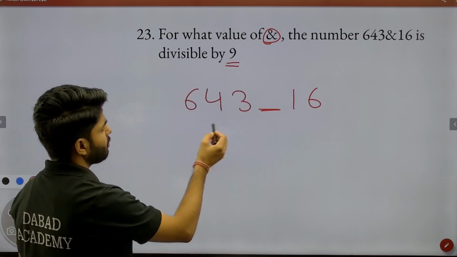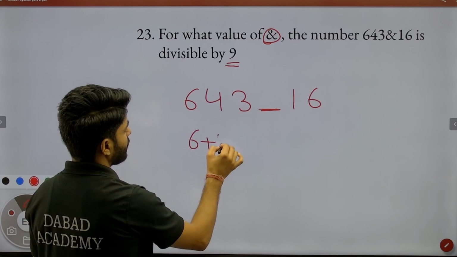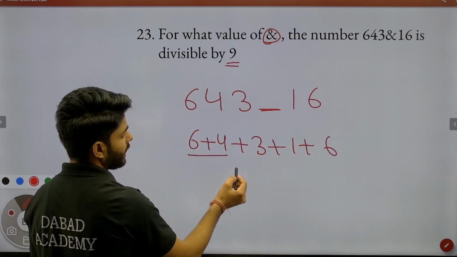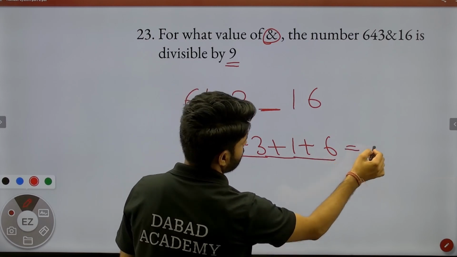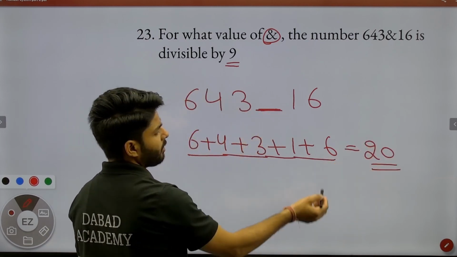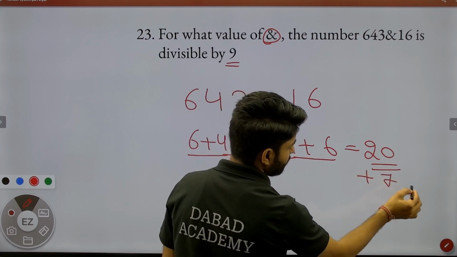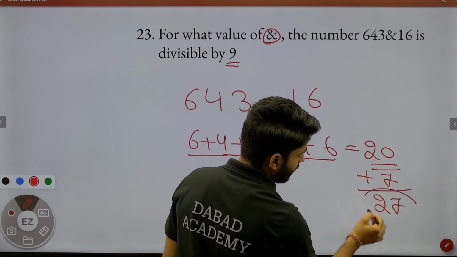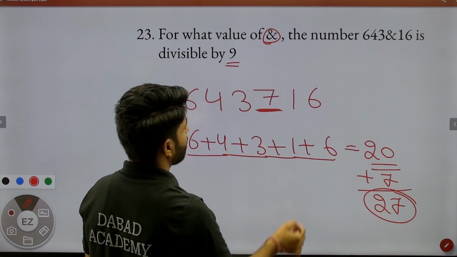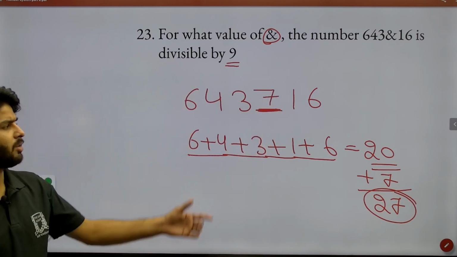So first we have to sum these numbers, that is 6 + 4 + 3 + 1 + 6. So 6 + 4 is 10, 13, 14 and 6 is 20. So 20 is not divisible by 9. So we have to write a number here. We can write 7 here. So the sum is 27, and 27 is divisible by 9. So the symbol is replaced by 7. So 7 is the right answer for this question.